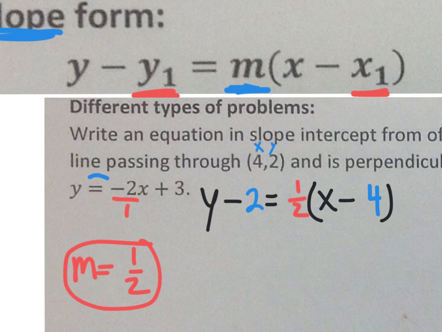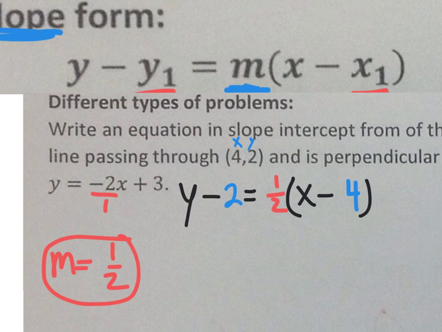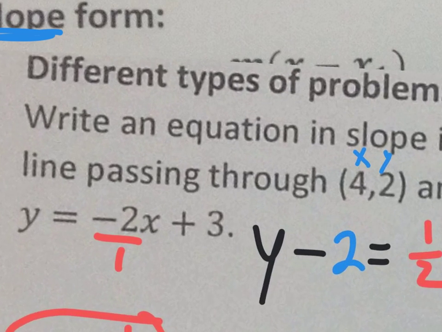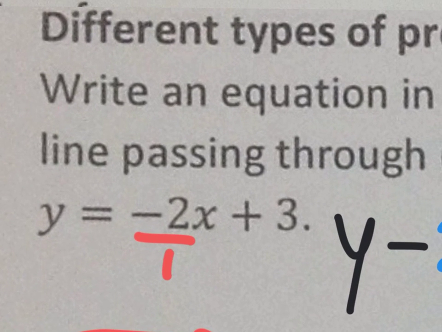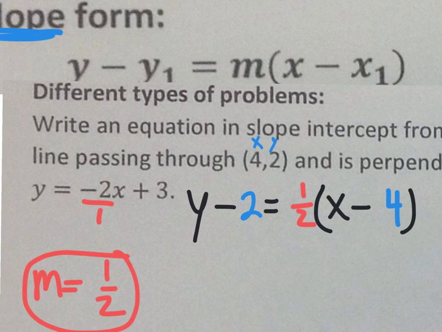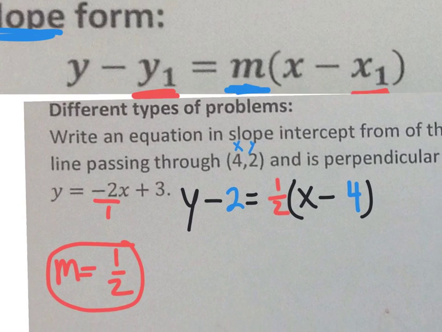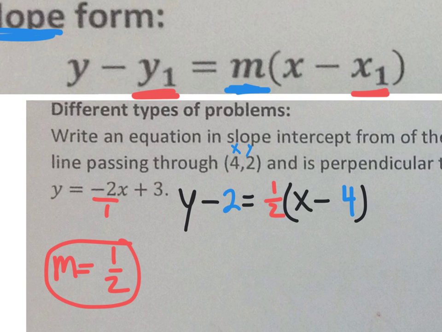Now, if they just said write an equation, right here it says write an equation. If it just said write any equation, you would be done, because you already wrote the equation that has the slope that's perpendicular to this guy, which means 1/2, and that passes through that point. We have it right here. This is an equation in point-slope form.